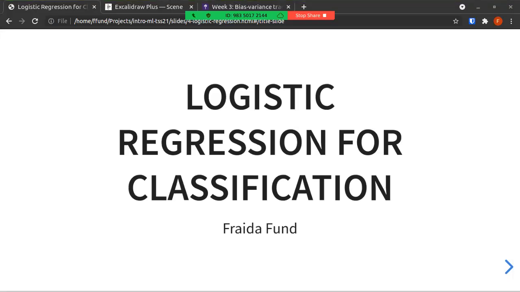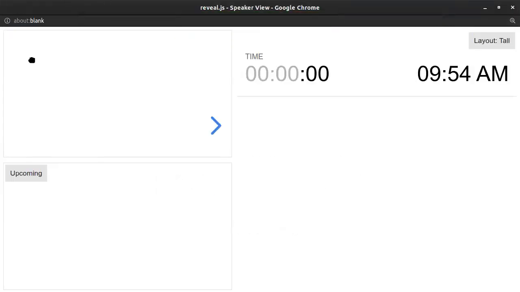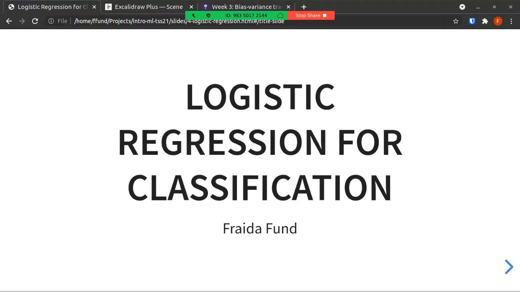Okay, so until now we've been speaking exclusively about regression, in which the target variable is continuous. And today we'll move on from that and start to talk about classification, where the target variable is not continuous, but takes on one of a set of potential values.